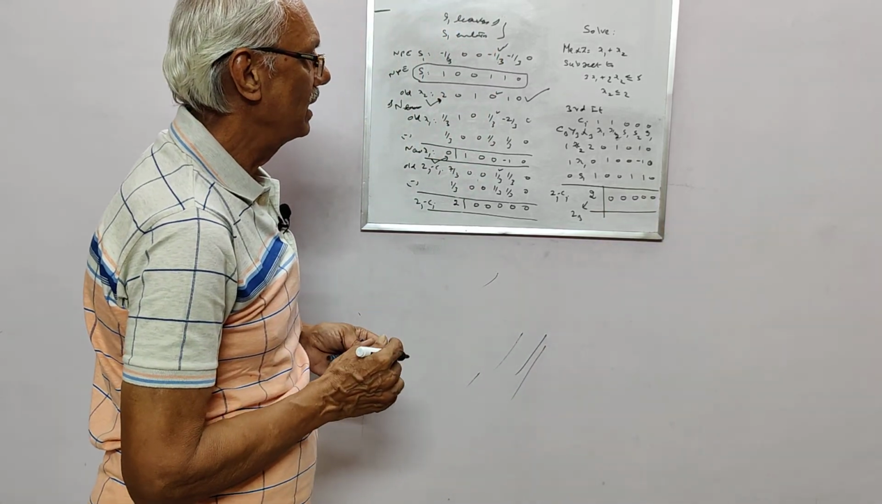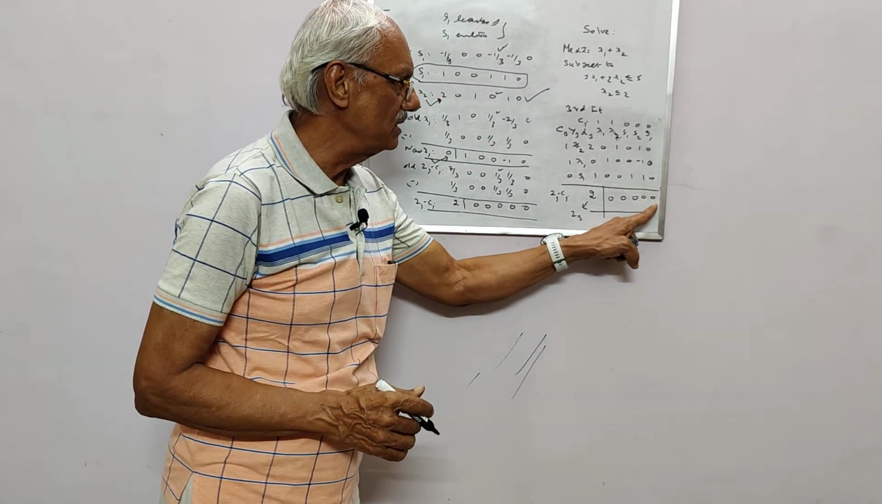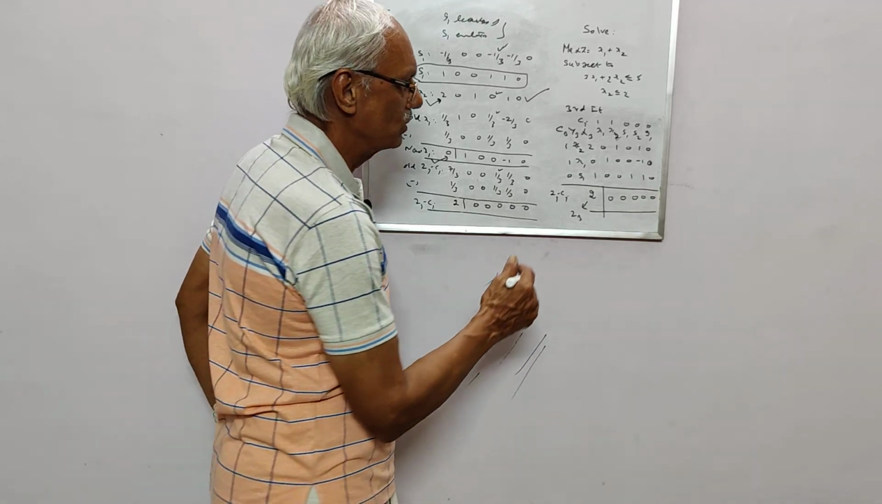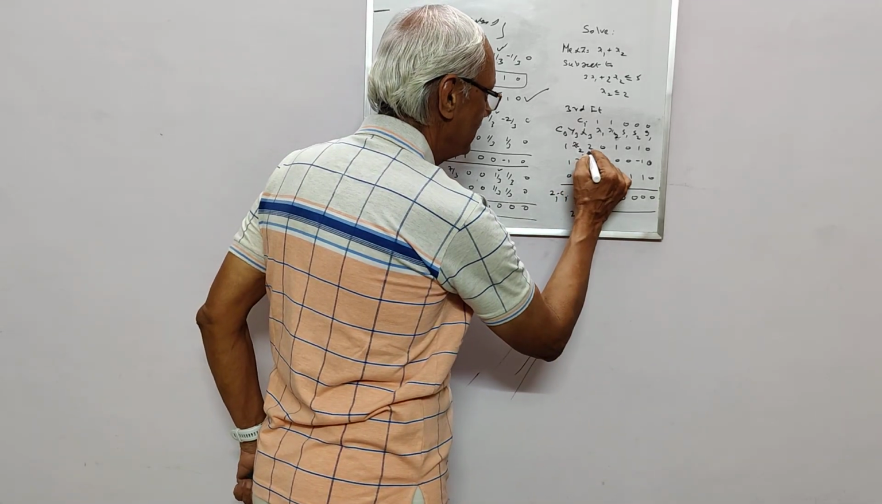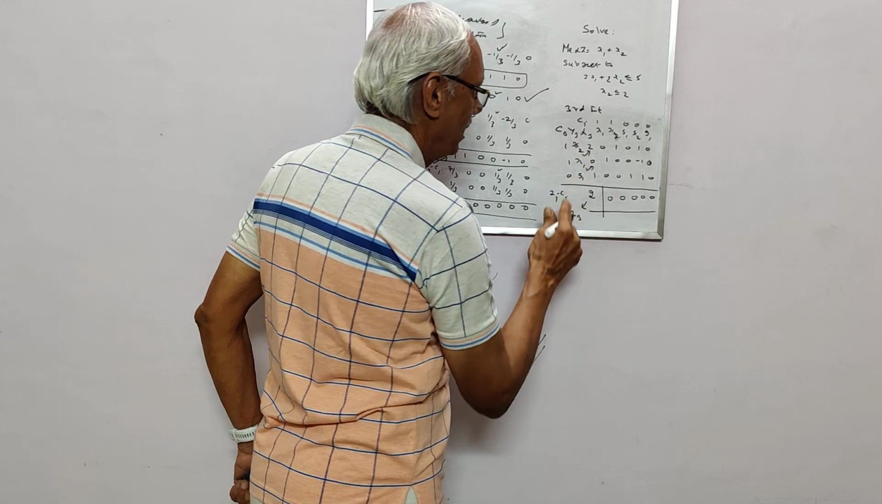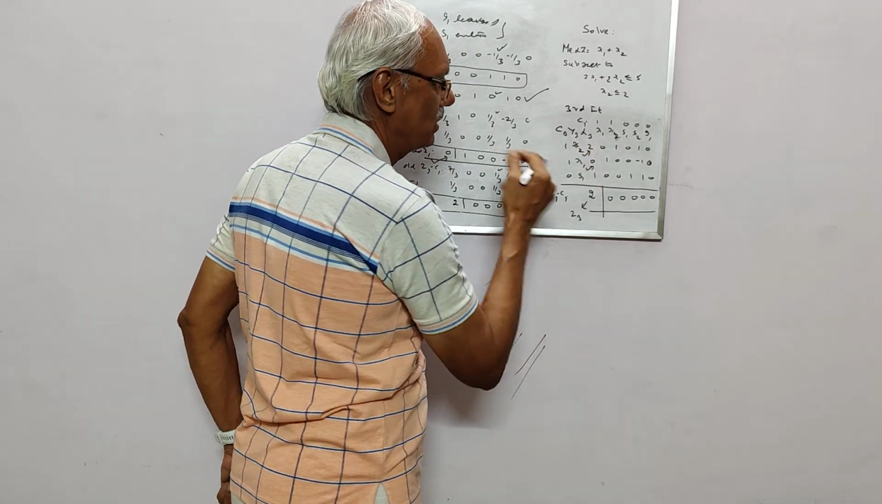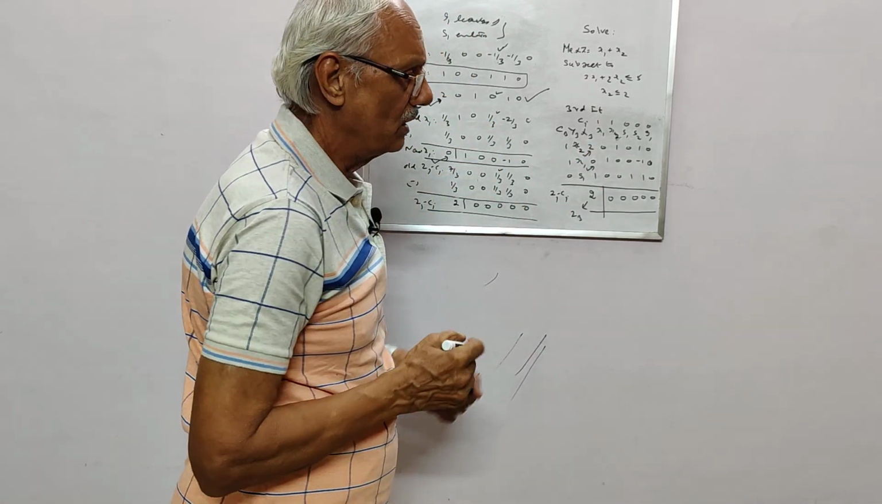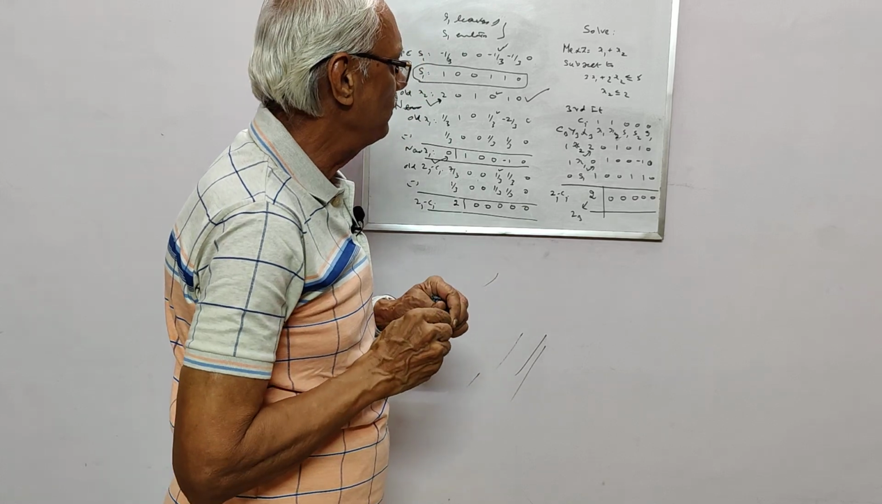So the problem is over. See, Zj minus Cj are all greater than or equal to zero, and so the condition is satisfied. x1 is equal to 0, x2 is equal to 2, and your problem is over. Now I have forgotten to give you the check.